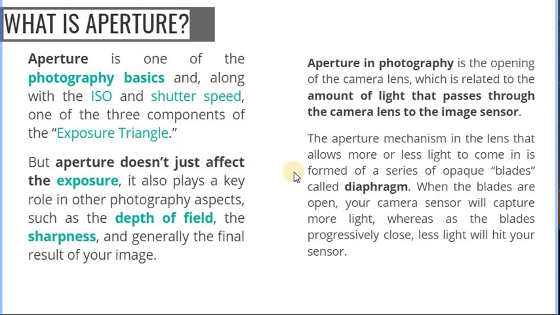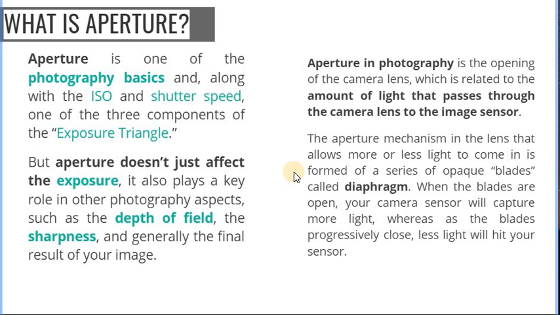So, aperture is one of the photography basics along with the ISO and shutter speed. So, one of the three components of our exposure triangle. But aperture doesn't just affect the exposure. It also plays a key role in photography aspects such as the depth of field and sharpness, which is na-discuss natin nga last week. Aperture in photography is the opening of the camera lens, which is related to the amount of light that passes through the camera lens to the image sensor.